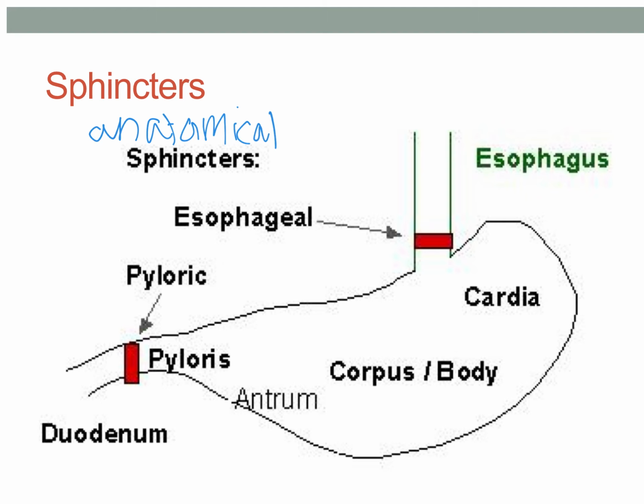Anatomical. I won the spelling bee once. I think I said that before, but I can't remember those days anymore.